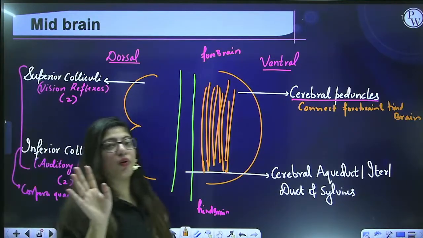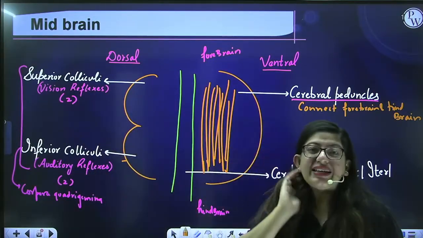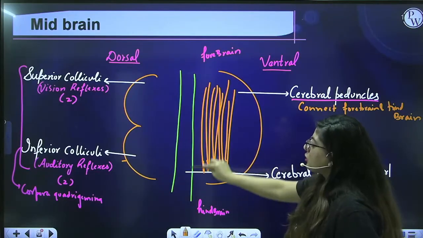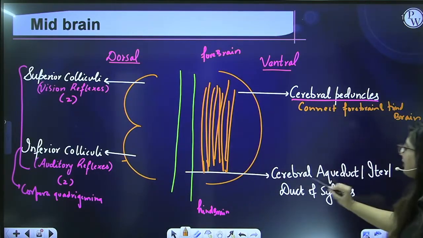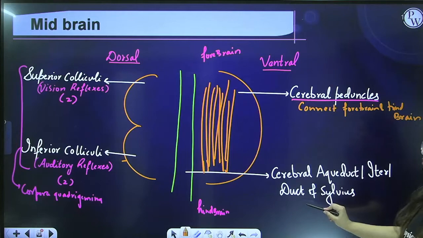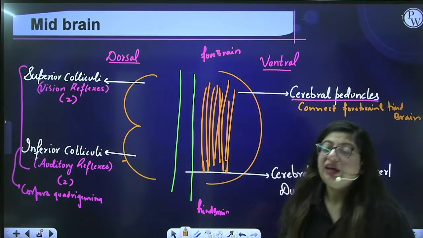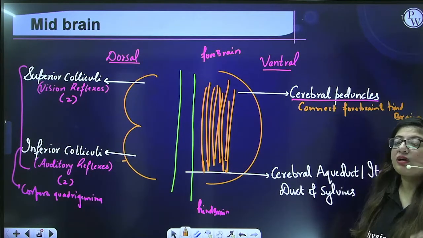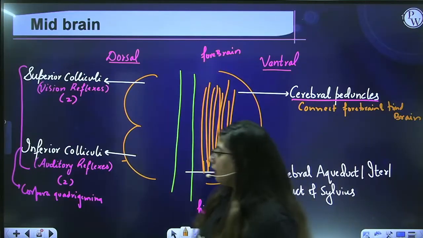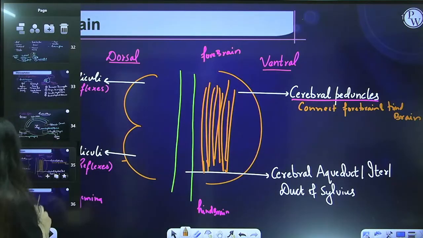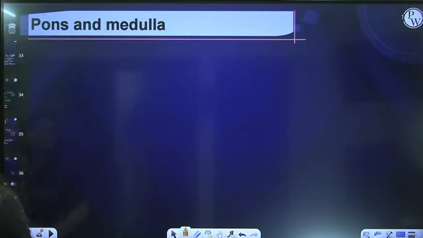So that's why they're corpora quadrigemina. Now inside them is present a small duct, and that duct is the cerebral aqueduct or iter, which is the duct of Sylvius. Okay, what's the function of this duct? We'll be talking about that very shortly.